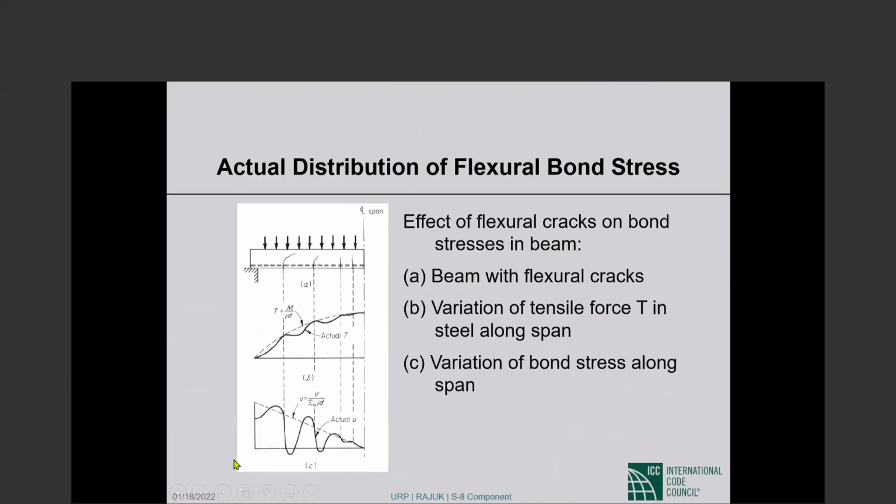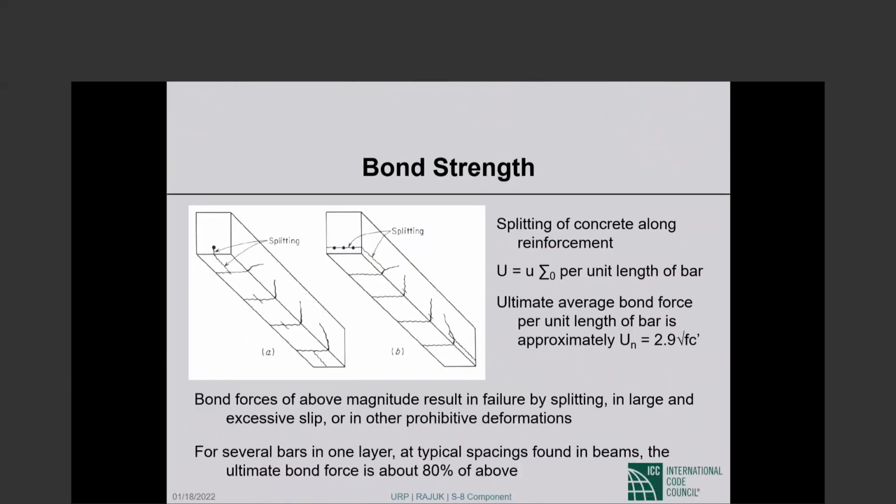become too high, then there is failure of bond, which will show in the form of splitting of concrete along reinforcement. Okay? Splitting can be in the vertical plane. Splitting can also be on the horizontal plane. Splitting quite often starts at the diagonal crack and then proceeds to the end. That is pretty usual. So splitting of concrete along reinforcement, the bond stress u times the perimeter gives you the bond force per unit length of bar, and that is indicated by capital U. Okay, lowercase u is a bond stress, capital U is bond force per unit length of bar.